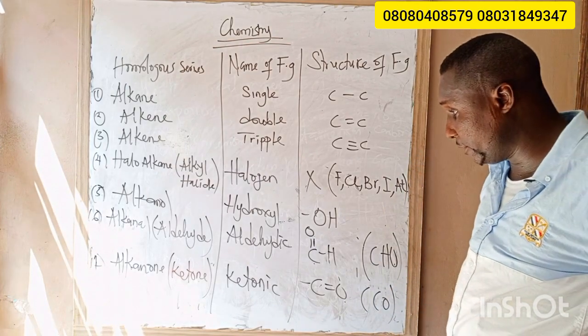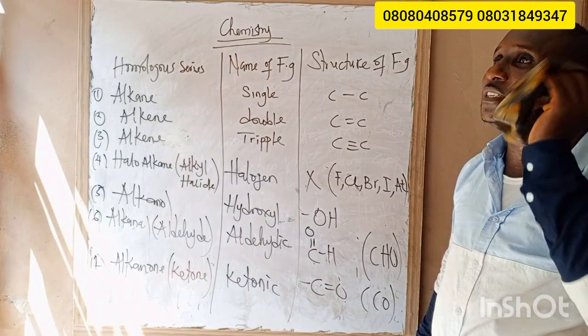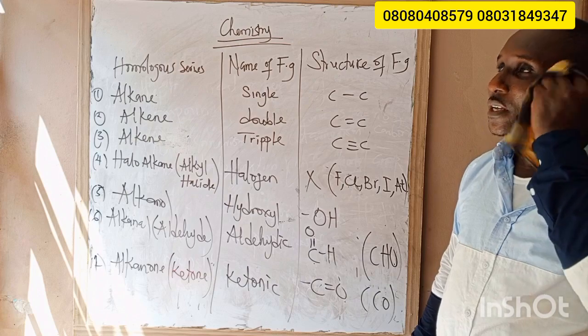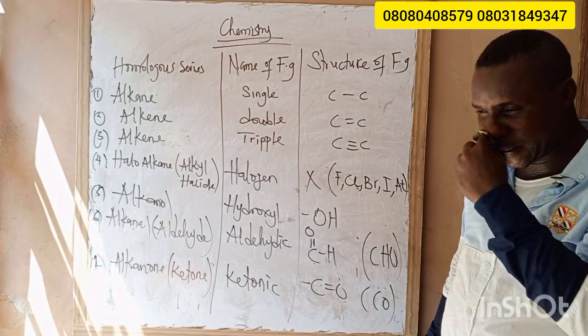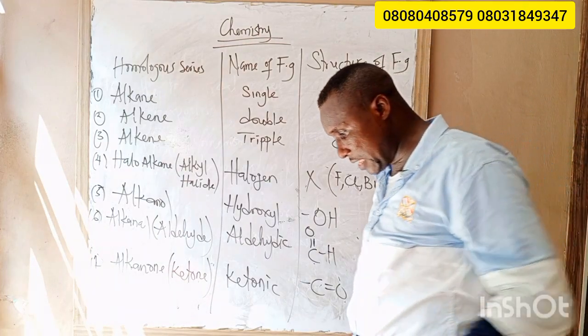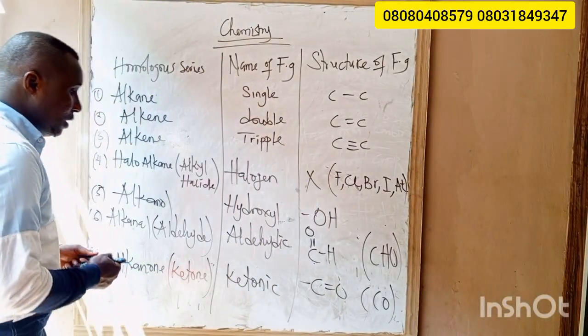Quickly pause and write. Okay, let's move. We have carboxylic acid, which is known as carboxy. We have alkanoate. Another name for alkanoate is what? Ester. Another name for alkanoate is ester. Okay, let's move.